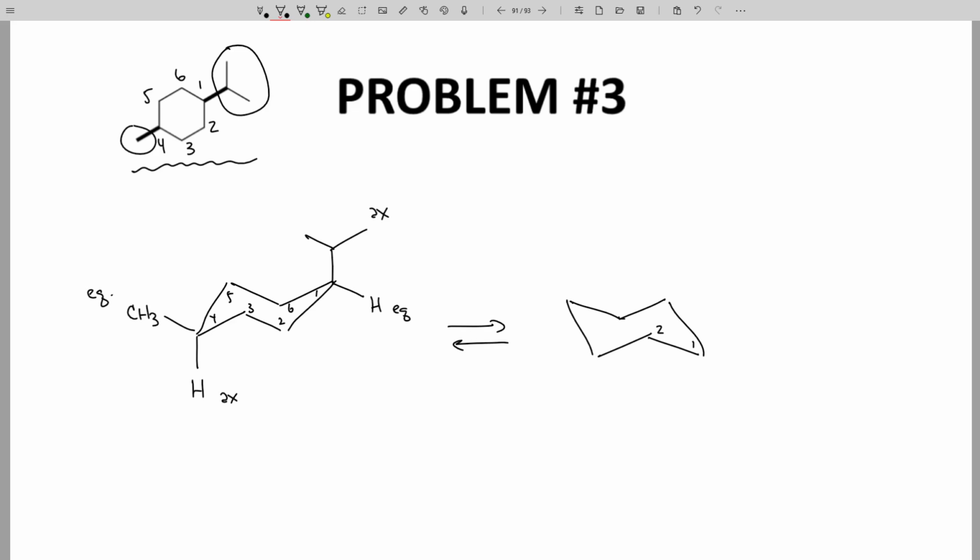Again, we won't number them all, but 1, 2, 3, 4. Off of 1, now the axial position, what was down in the left-hand structure was equatorial, but in the right-hand structure, down will be axial. So it's axial down, and the equatorial will be our, I almost said methyl group. It's not a methyl group, it is an isopropyl group.